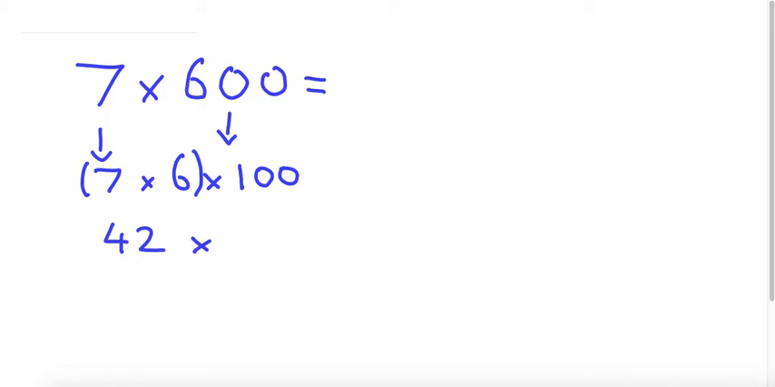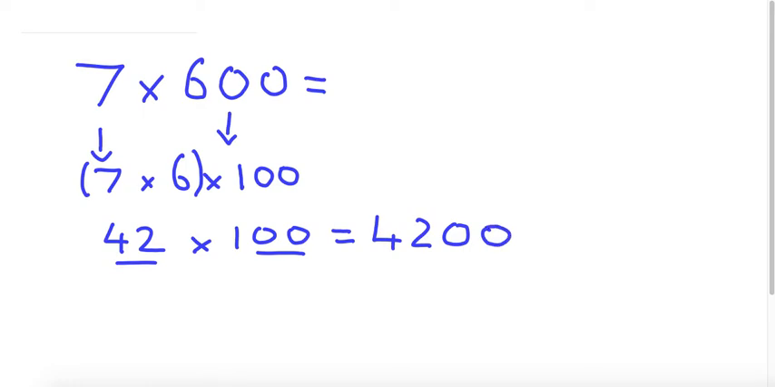And then we'll multiply that by 100. And we've got 42. And add those 2 zeros. We've got 42 times 100 is 4,200. So you should notice a few things happening.